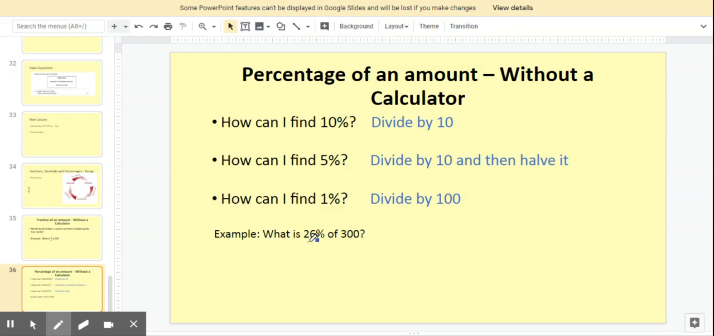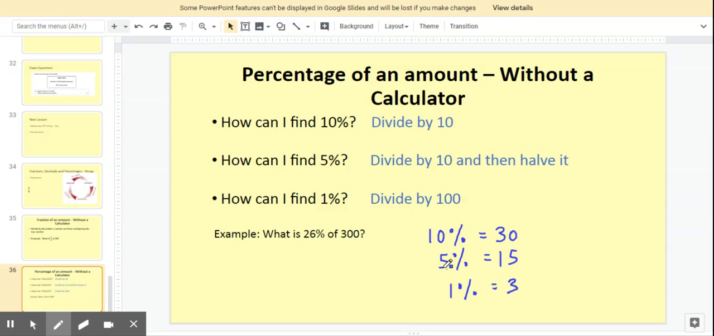So I've got an example here that I'm going to go through. I want to find 26% of 300. So I'm going to start off by finding 10%. For 10%, I divide by 10. So 300 divided by 10 is going to give me 30. And then to find 5%, I just half this. So half of 30 is 15. And then for 1%, I divide by 100. So 300 divided by 100 is 3.